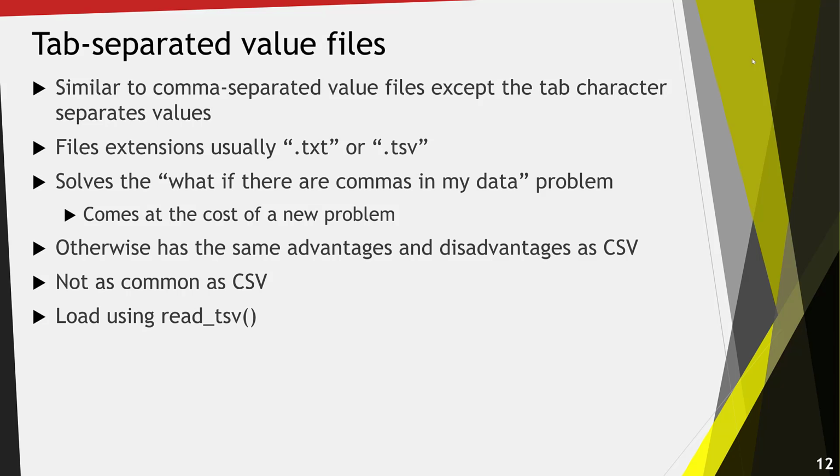Tab-separated value files solve the problem, what if there's commas in my data? Because now the tab is the delimiter instead of the comma. This comes at the cost of a new problem. What if you have tabs in your data? So, other than the change in delimiter, this file type has the exact same advantages and disadvantages as a CSV file. They're not quite as common as CSV files. R has a function for reading these, and that's called read_tsv.